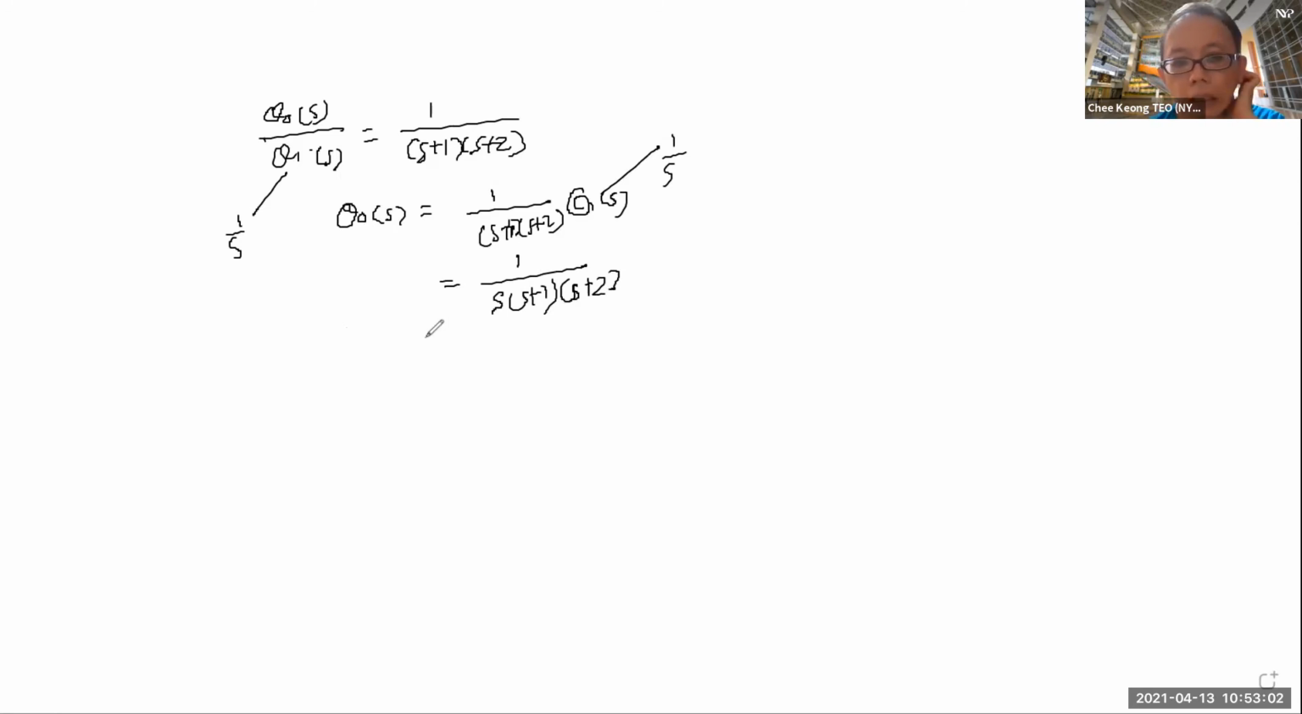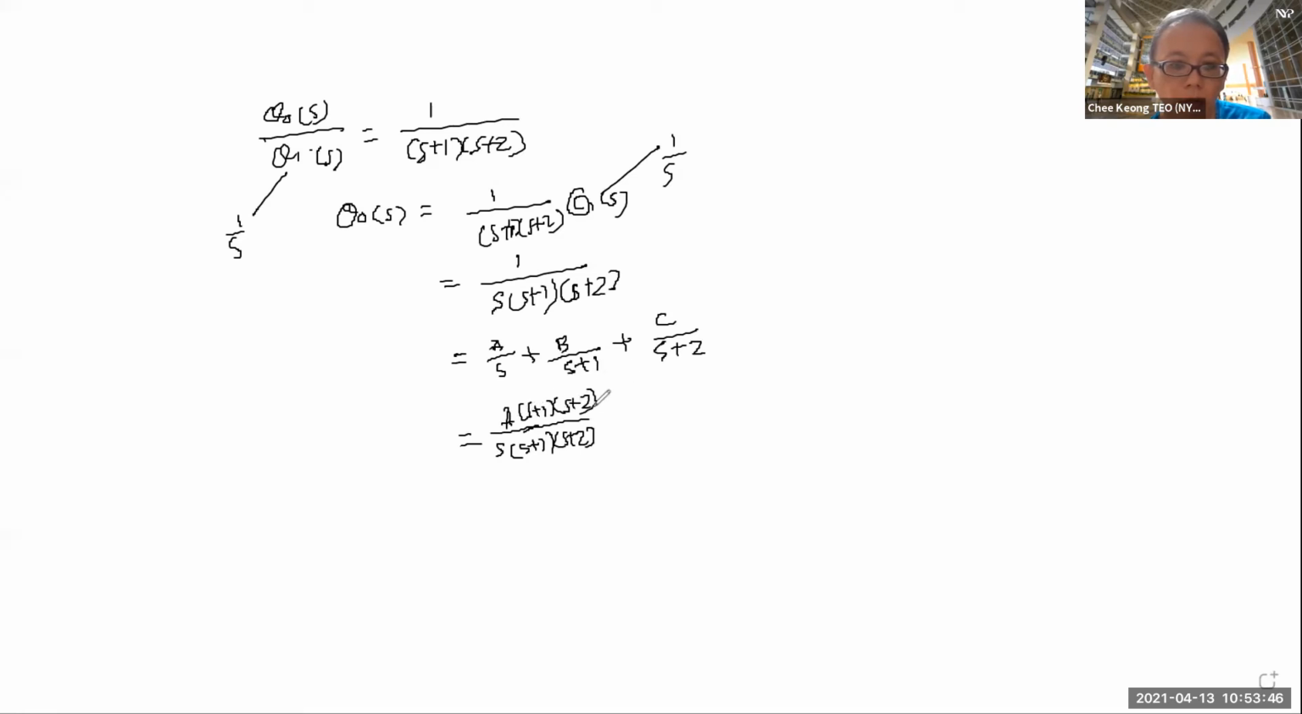Before you do the actual Laplace inverse, you have to do a partial fraction first. So maybe I would equate this to a over s plus b over s plus 1 plus c over s plus 2, right? Now if I make the base common, for the first one, a over s, I need to multiply the bottom by s plus 1 and s plus 2. Since I multiply the bottom by s plus 1, s plus 2, the top I also must multiply by s plus 1, s plus 2.